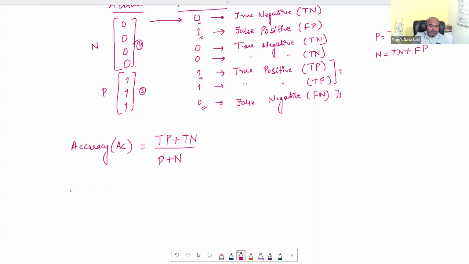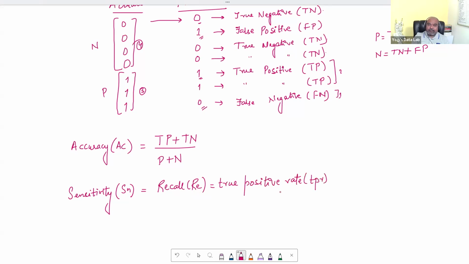Then comes another term, which is sensitivity, represented by Sn. This is the same thing which is called recall, and it is also known as true positive rate, which is TPR. This is given by TP by P, which is TP divided by P, that is TP plus FN.